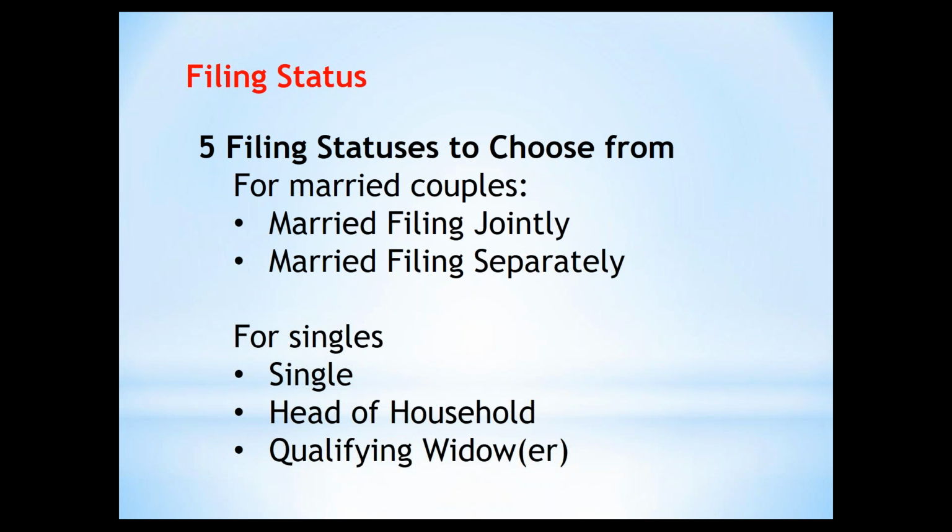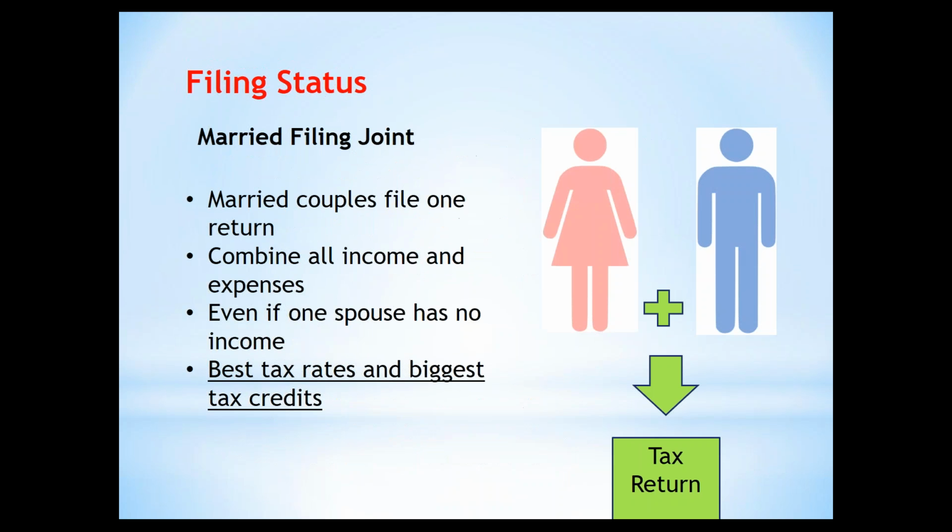So let's jump in and learn about the 5 different filing statuses that somebody can choose from on their federal tax return. For people who are married, you can either select to file a tax return under married filing joint or married filing separate. And if it's a single person, there's the option of filing single, head of household, and qualifying widower. So these are the 5 possible statuses. Let's jump into what each of these mean, because there are very big implications based on the filing status that you select for the client you're working with.